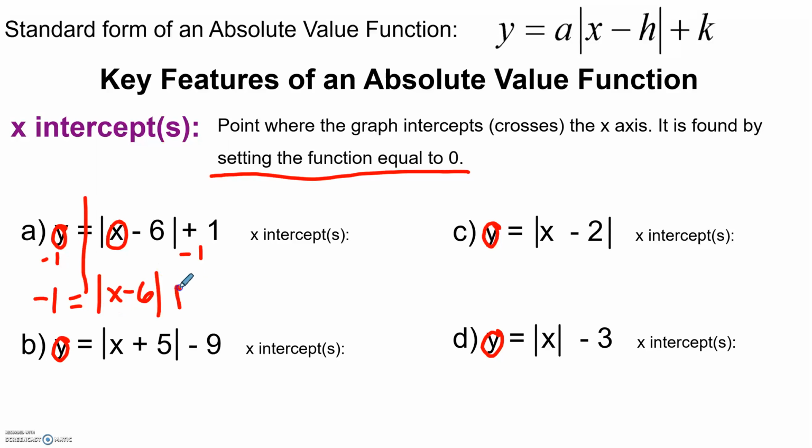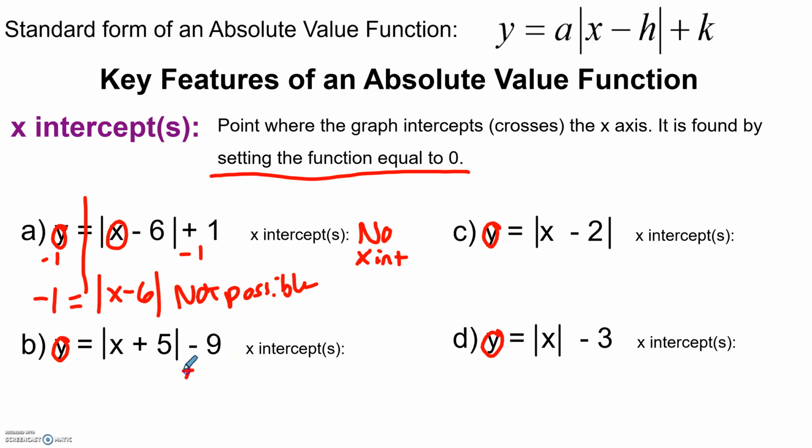So if you get something that is not possible, then you know that there is no x-intercept. So again, an absolute value cannot equal a negative, so I have to go ahead and say that there's no x-intercept. It never crosses the x-axis. Try your best on B. Check your work.